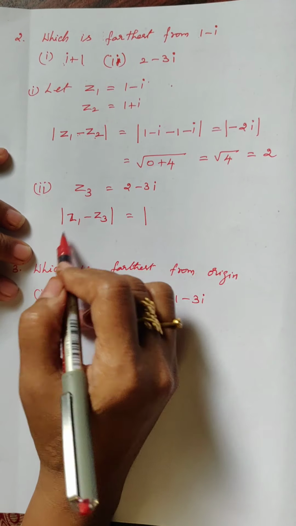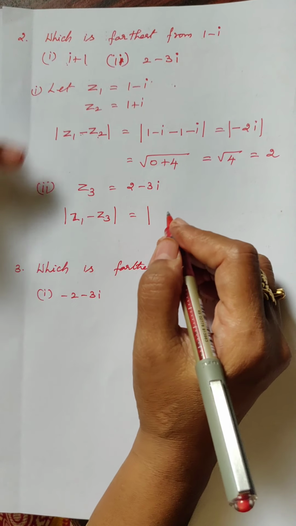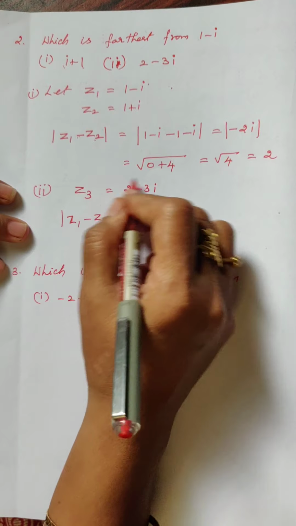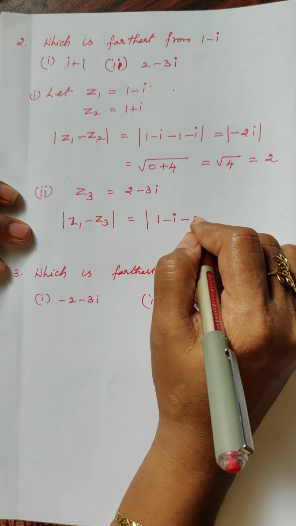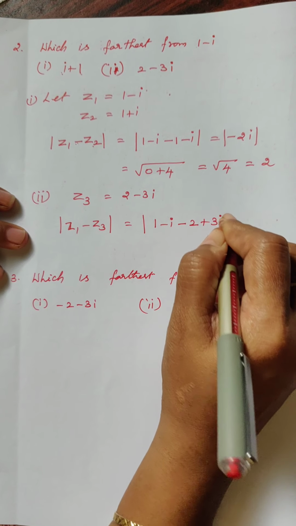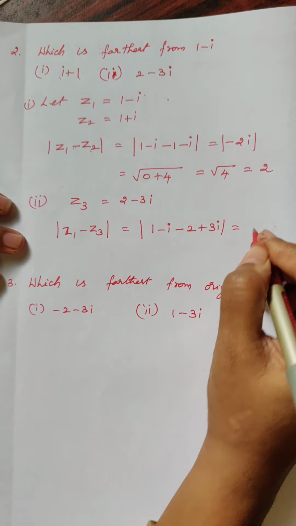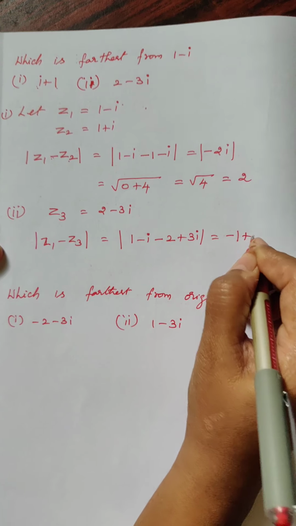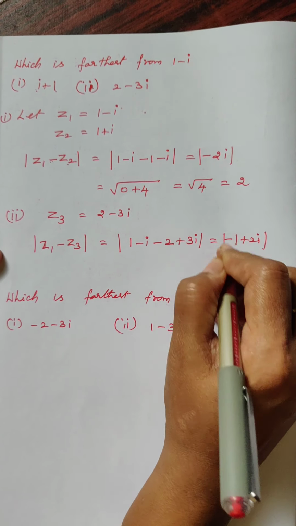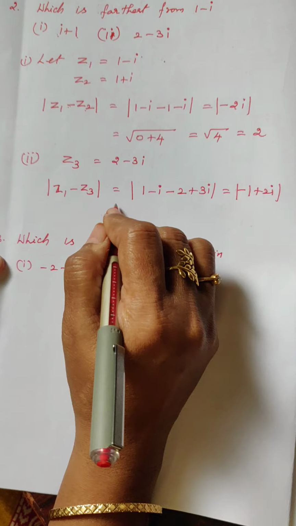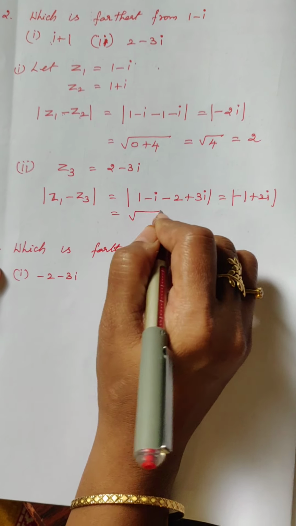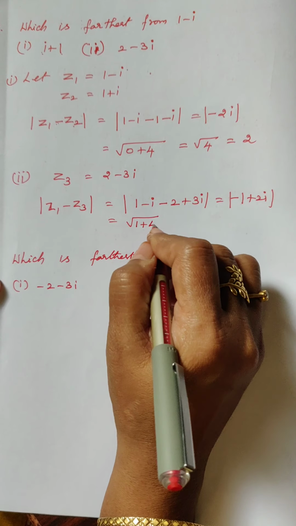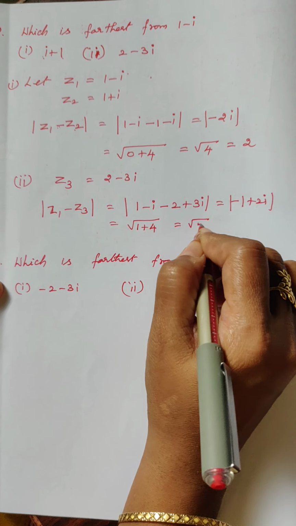Again I am using the concept of modulus of Z1 minus Z3. Z1 is 1 minus i, minus Z3, changing the sign of this part: minus 2 plus 3i. Is it clear? 1 minus 2 is minus 1, minus i plus 3i is 2i. Now the modulus of this complex number is the root of 1 squared, that is 1, plus 2 squared, that is 4. So the answer is root 5.